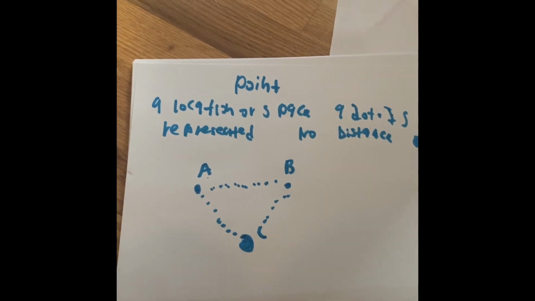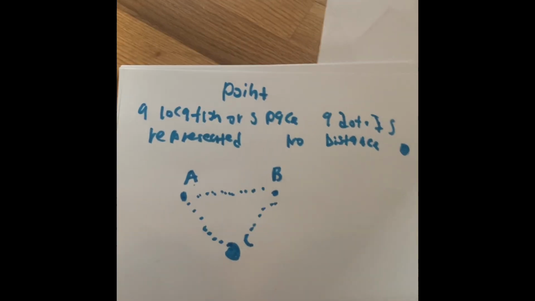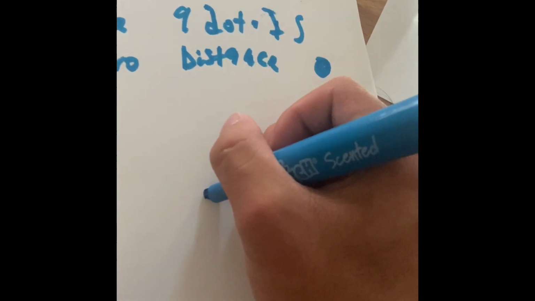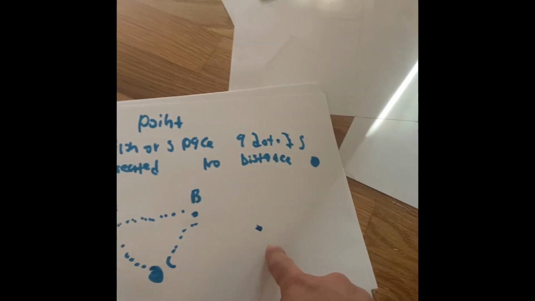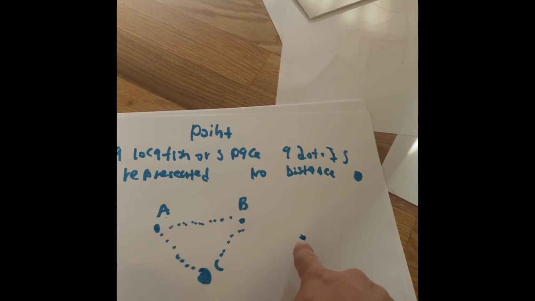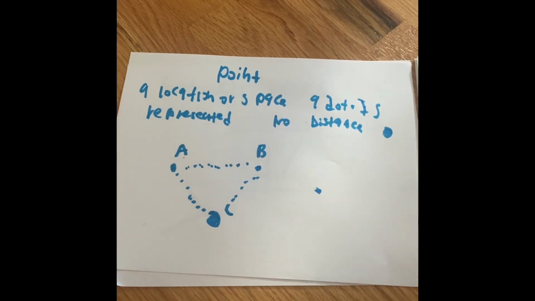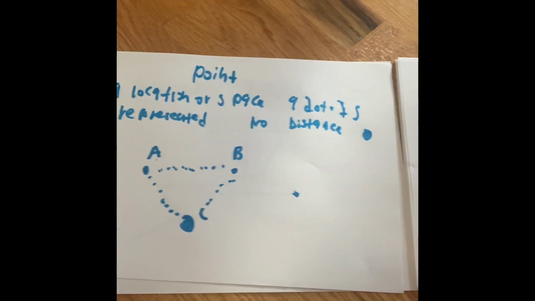So that is an example of a point. Let's make a point. Here's the point, and I am pointing at the point. So let's move on to the next basic.